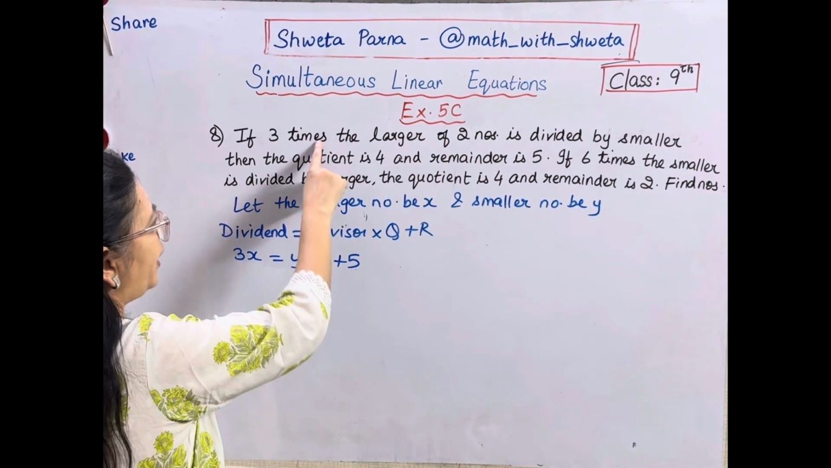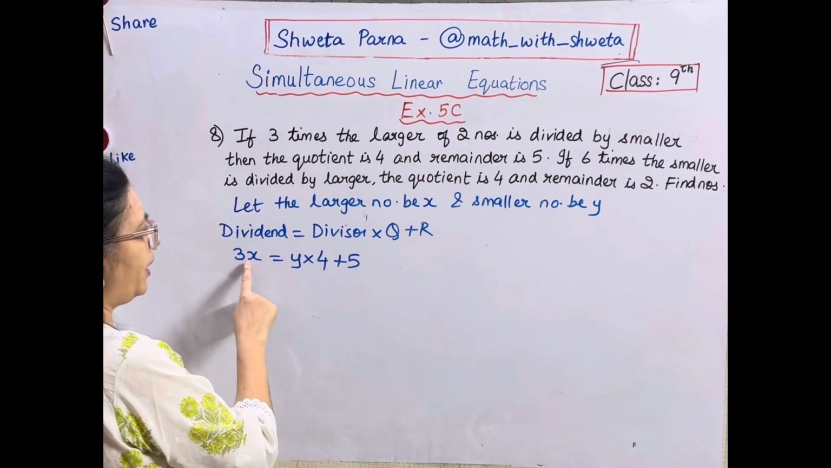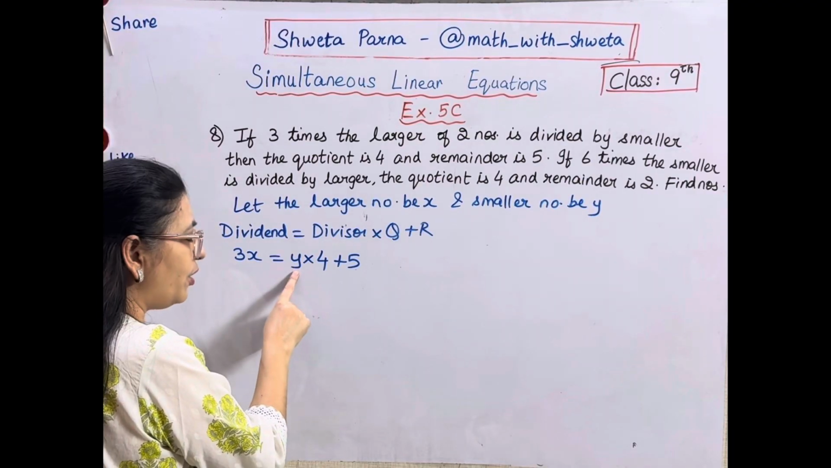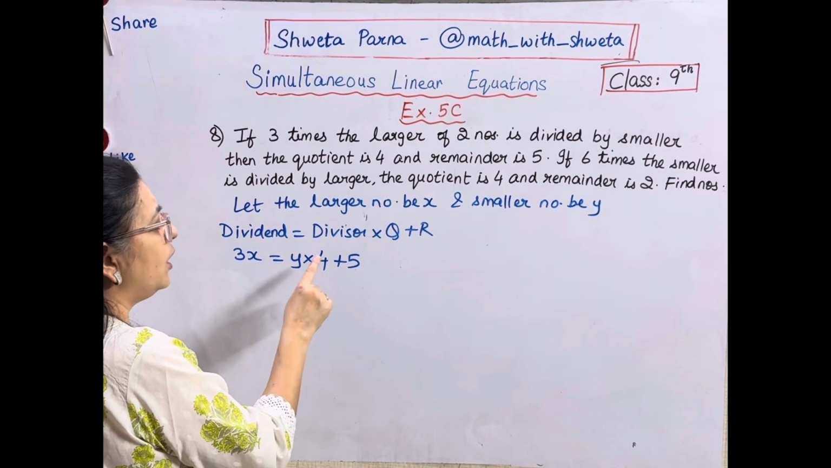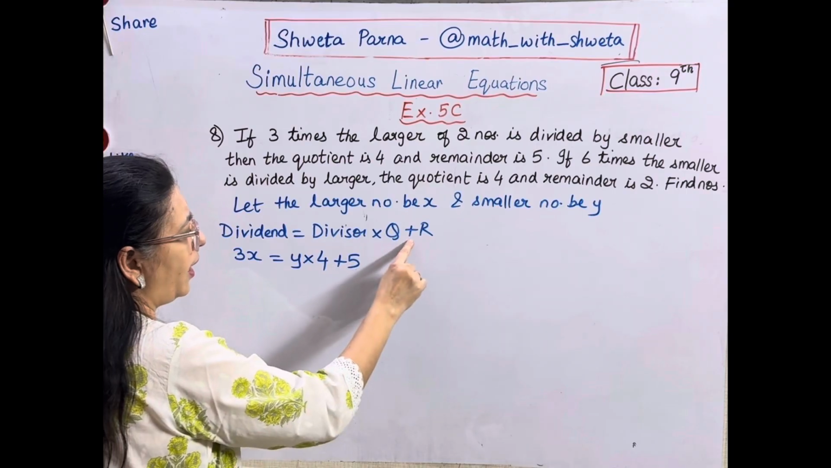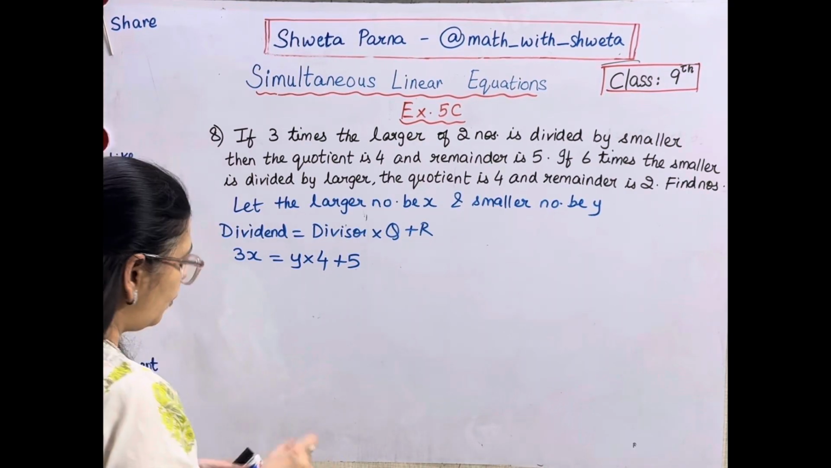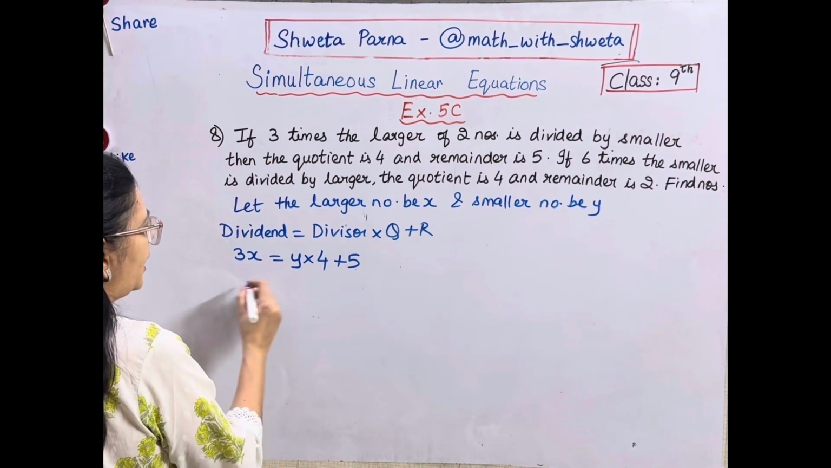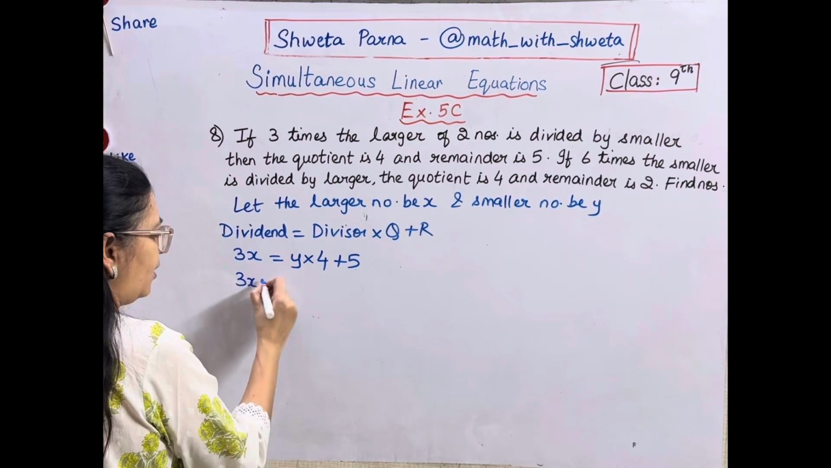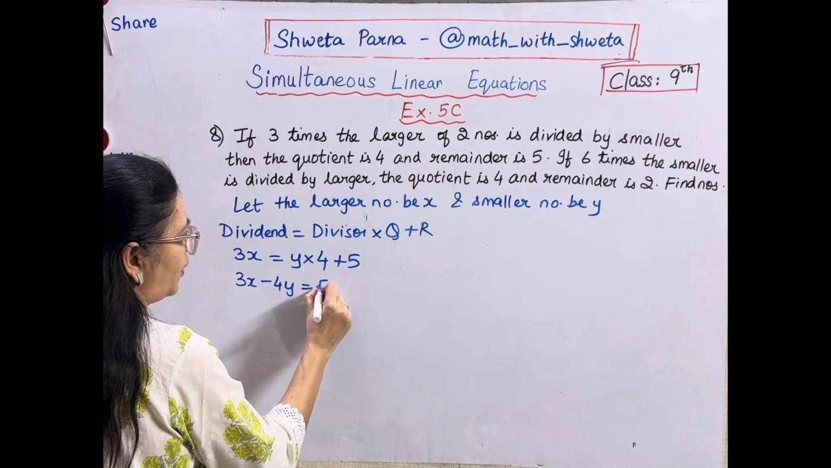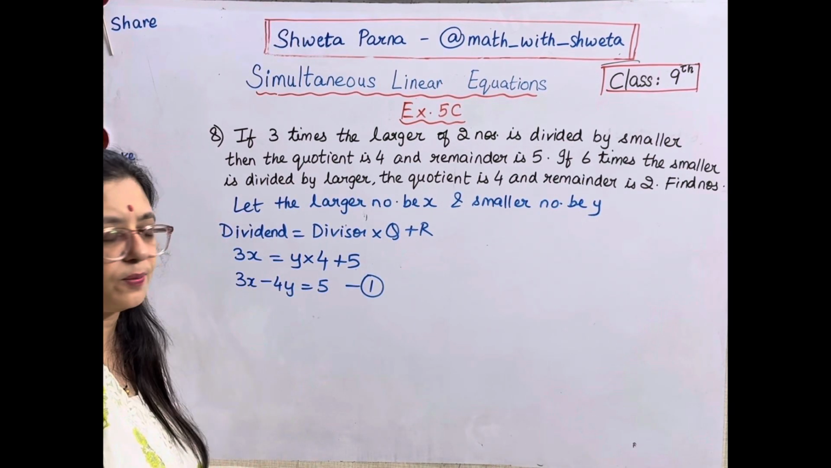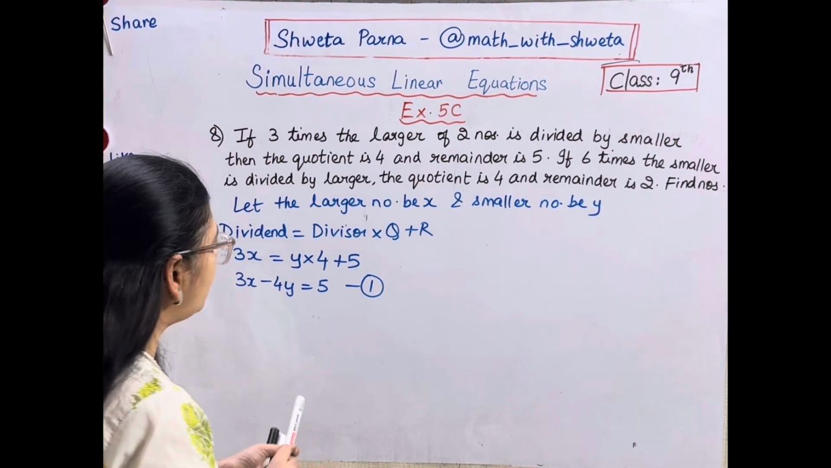Say, if 3 times the larger of two numbers is divided by a smaller number, the quotient is 4 and the remainder is 5. So, what equation will you get? You will get 3x minus 4y is equal to 5. This becomes your first equation. Now, let's go to the next equation.